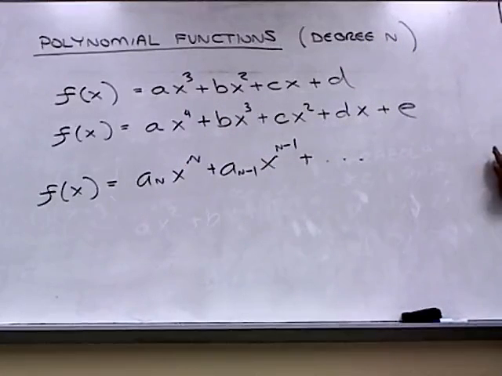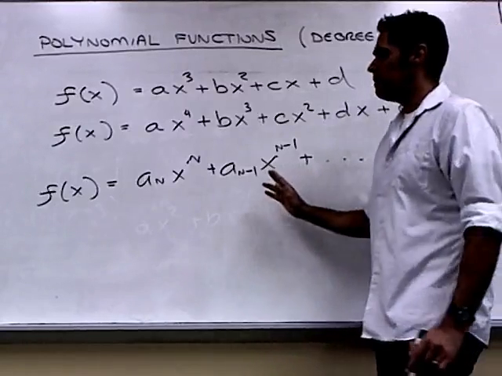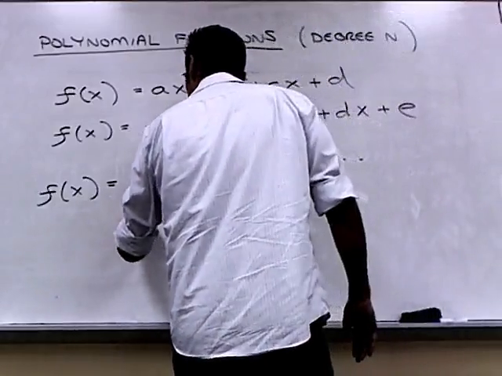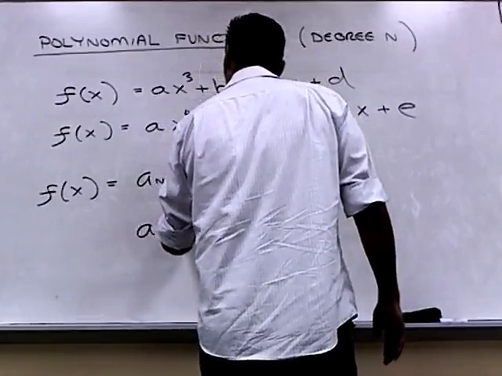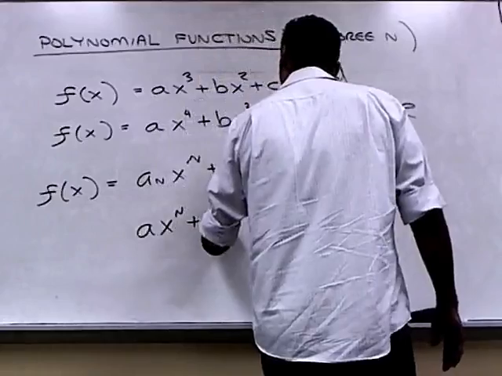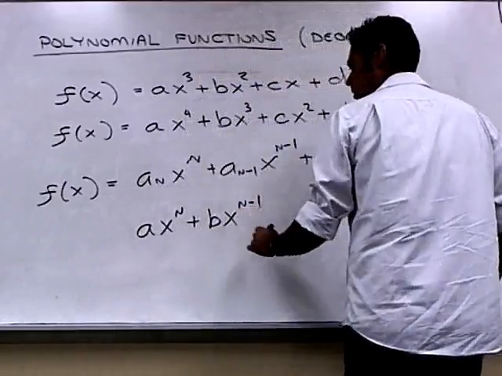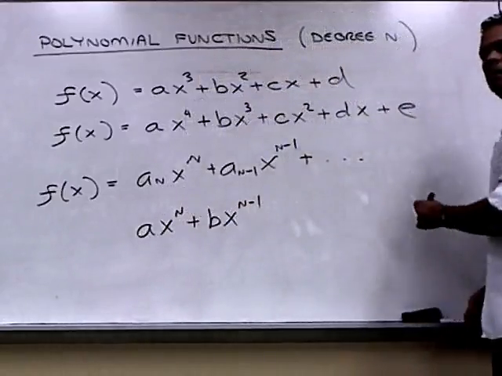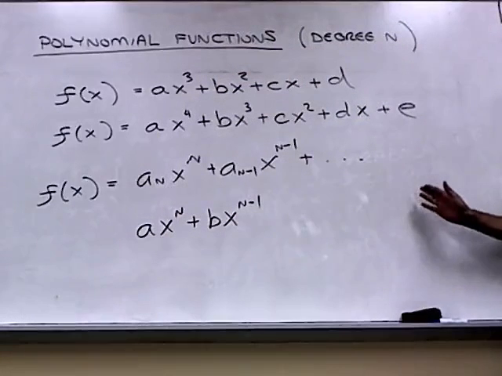It's a subtle thing, but see if anyone can pick up on it. Why not just say that a general polynomial is this? a x to the n plus b x to the n minus 1. Why not just use a, b, c, d, e, f, g? Is it because you run out of letters?